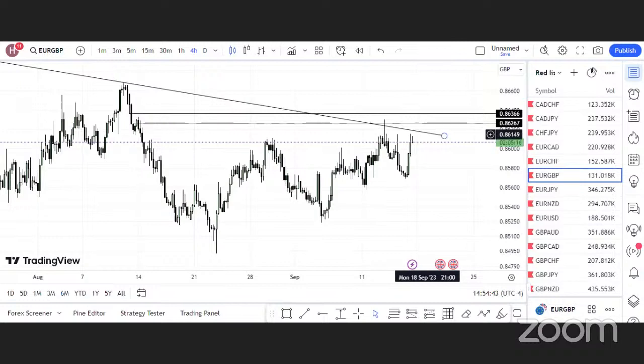This is how to make your analysis on the chart. This is how you can plot your support and resistance and the trend lines also.